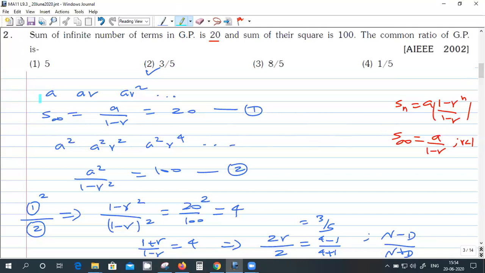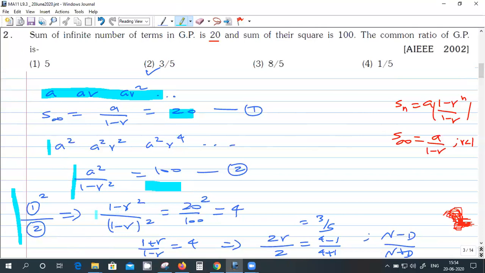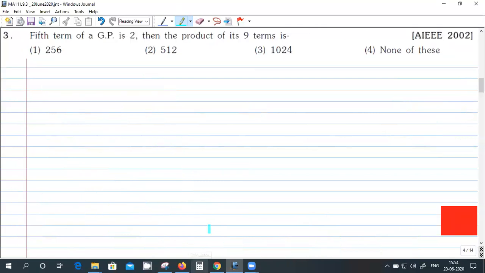This is the first series, for which the sum is 20. And the second series is this one. So this is the sum: first term divided by 1 minus common ratio. That is 100. So you have to do this one to get this thing. Clear? Yes, sir. Do this one.